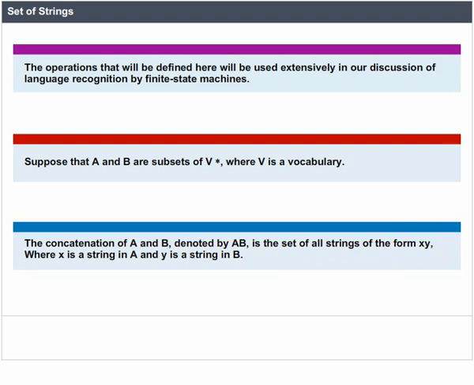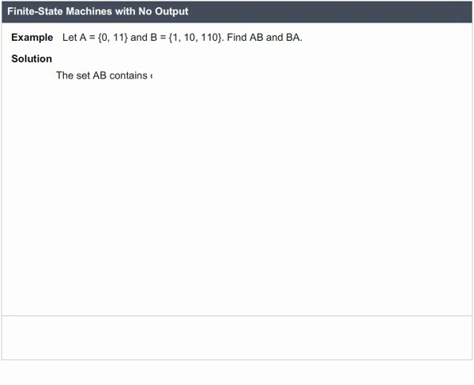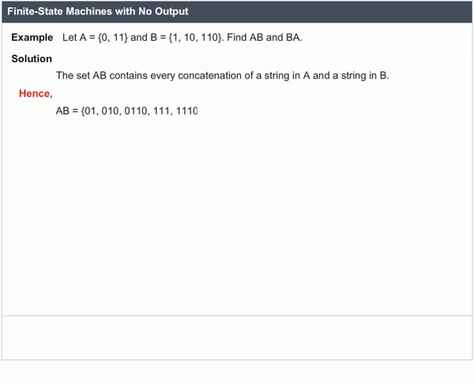Finite state machines with no output. Example, let A equal {0, 11} and B equal {1, 10, 110}. Find AB and BA. Solution. The set AB contains every concatenation of a string in A and a string in B. Hence, AB equal {01, 010, 0110, 111, 1110, 11110}.